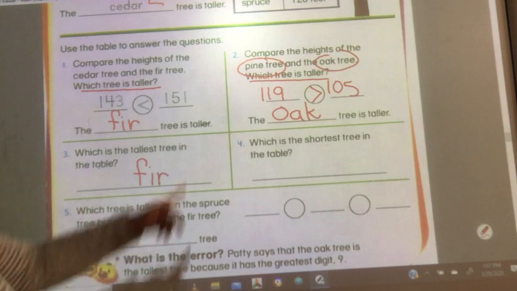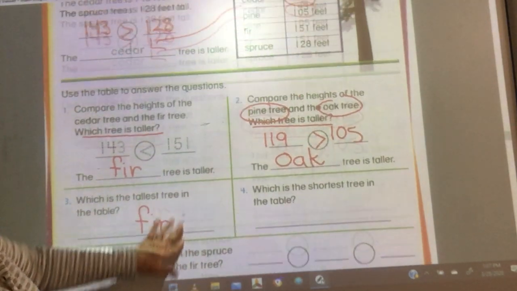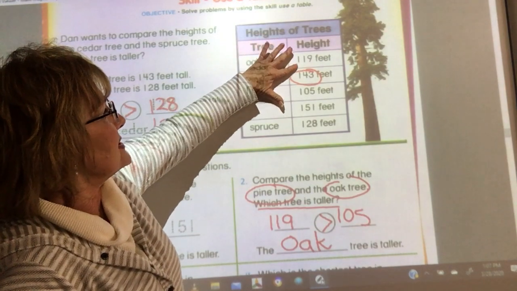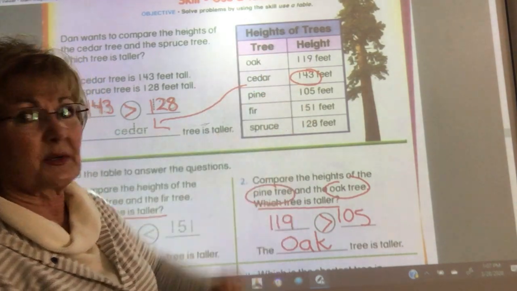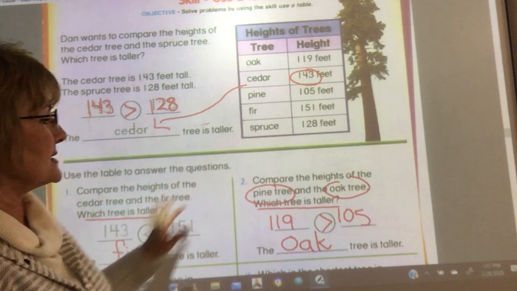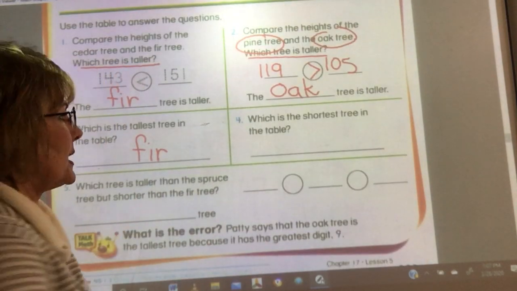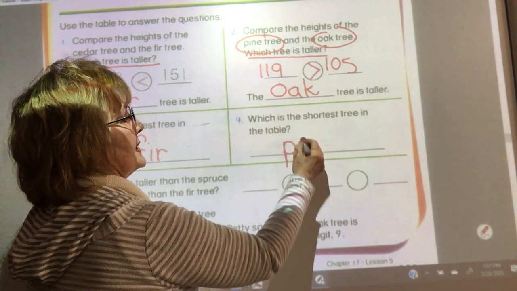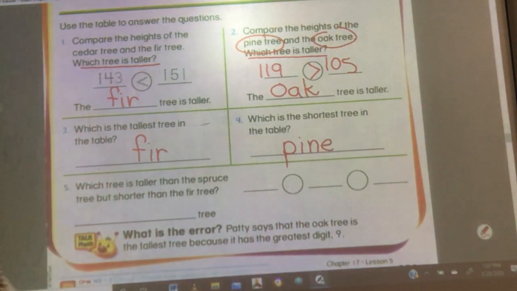Okay? Which is the shortest? So you go on down. Go to the tens place, which is the smallest number. I think a 0 would definitely qualify. So you want to write pine for which one is the shortest, right?